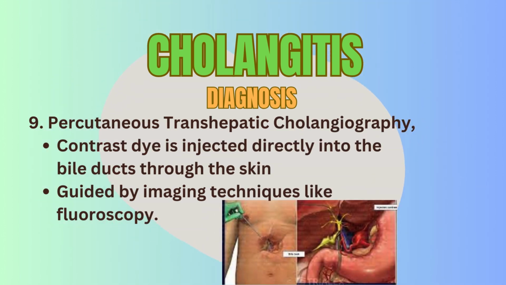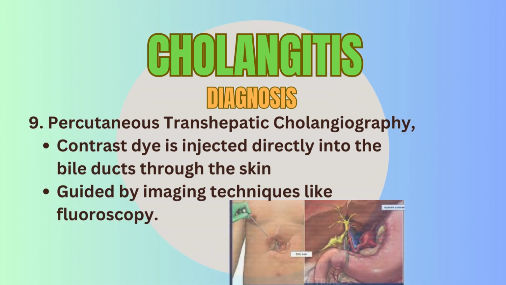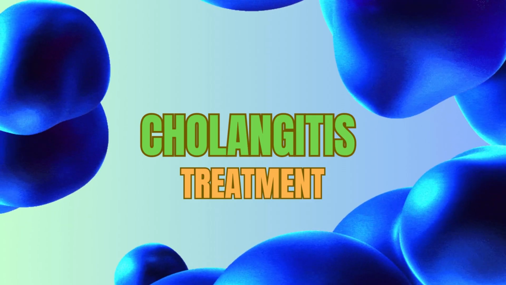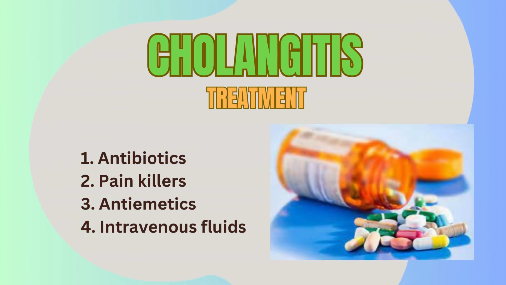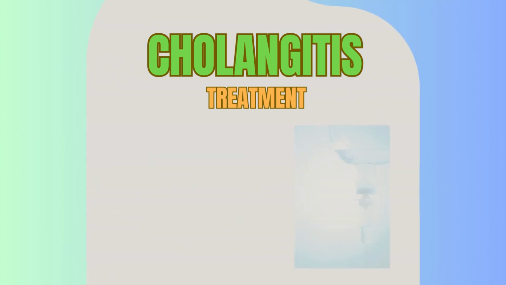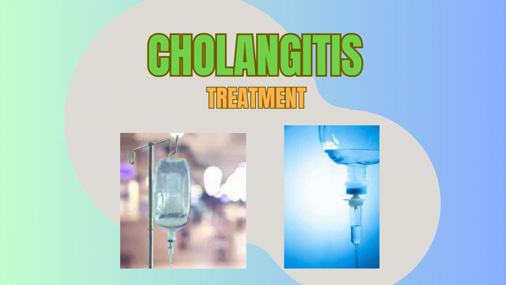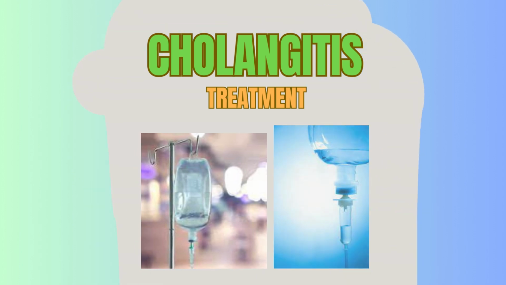10. Percutaneous transhepatic cholangiography, in which a contrast dye is injected directly into the bile ducts through the skin, guided by imaging techniques like fluoroscopy. Treatment of cholangitis includes: 1. Antibiotics, which are typically prescribed to treat the bacterial infection. 2. Painkillers are given to control severity of pain. 3. Antiemetics are prescribed for nausea and vomiting.